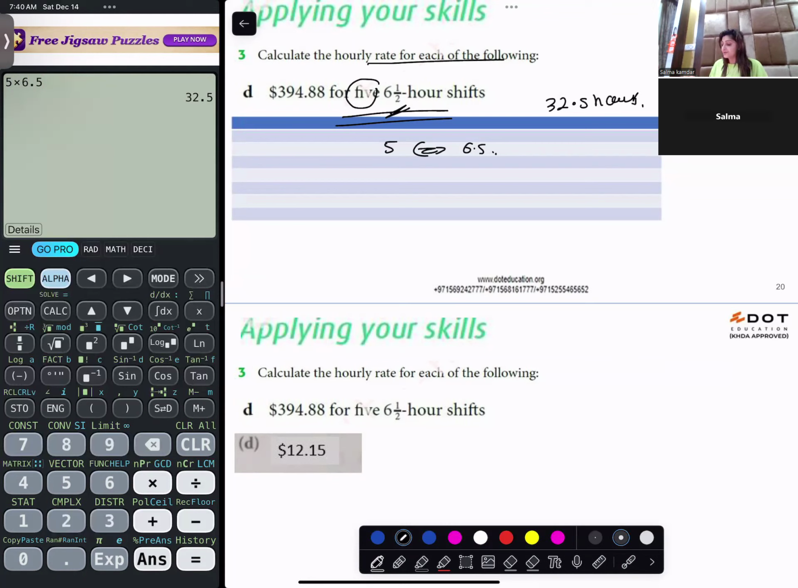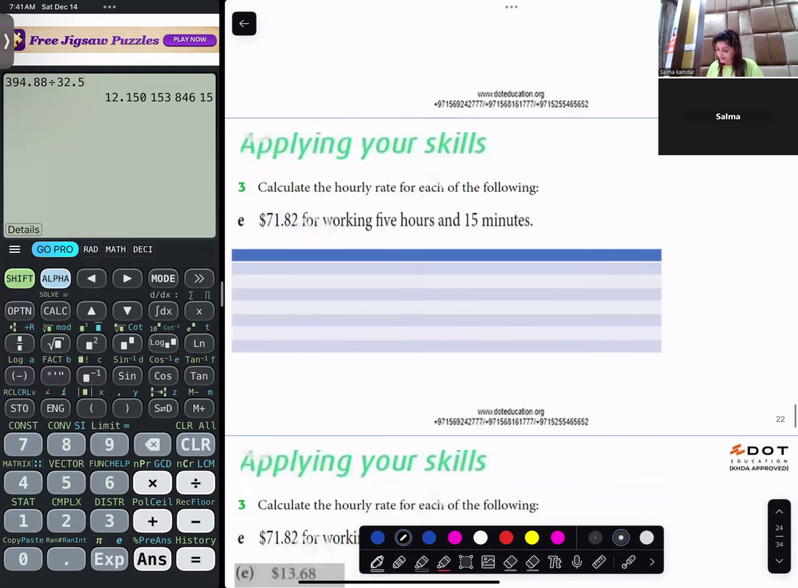Now you have to calculate the hourly rate. So 394.88 is for 32.5 hours. So your hourly rate would be $12.15.